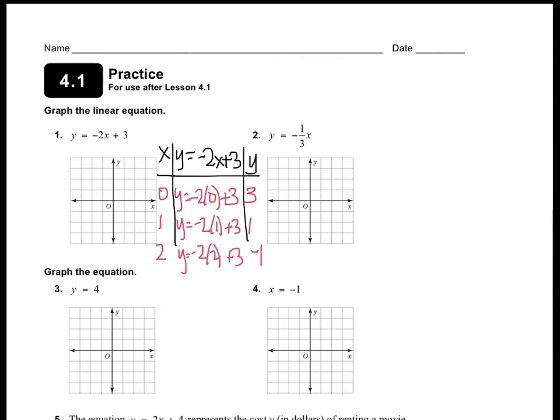Now I would preferably like to have a positive, a 0, and a negative, but because I was thinking ahead, I know when I plug in negative 1, it won't fit on this grid. So I plugged in positive 2, even though it's against my better judgment. So let's plot the points 0, 3, 1, 1, and 2, negative 1. They should all line up. Make your line nice and long, and you should always put the name on the line.